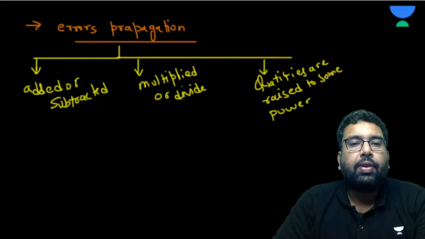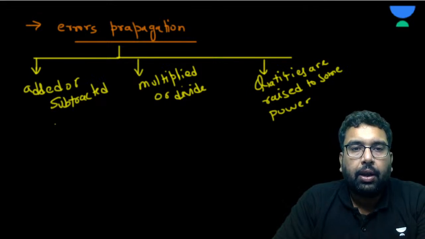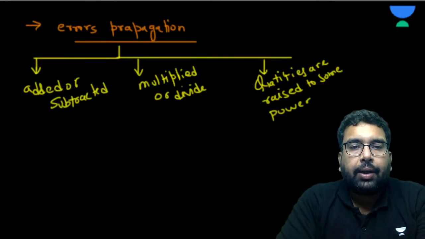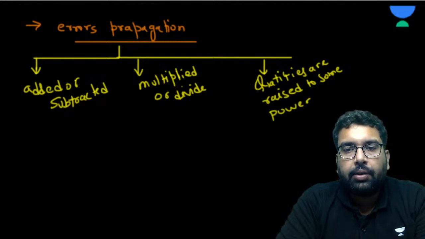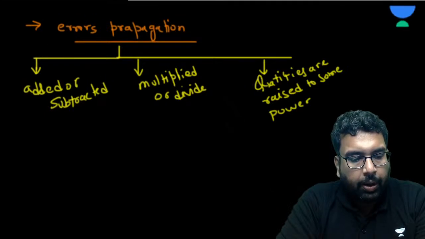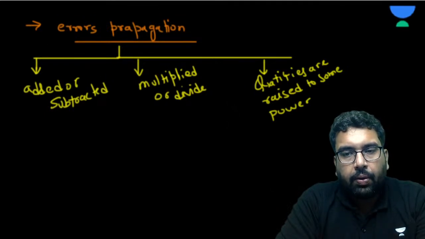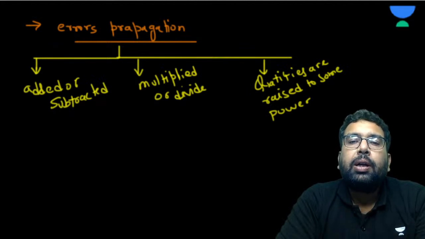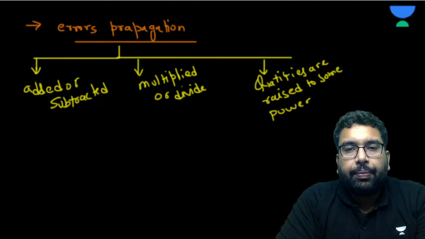So when we talk about the propagation of error, basically we need to talk about these things. When two quantities individually have some errors and they are added or subtracted, what is going to happen with their individual errors? Are you getting my point? Similarly, when two physical quantities are multiplied or divided, or when a physical quantity in a formula is present with some powers, what happens to the errors?